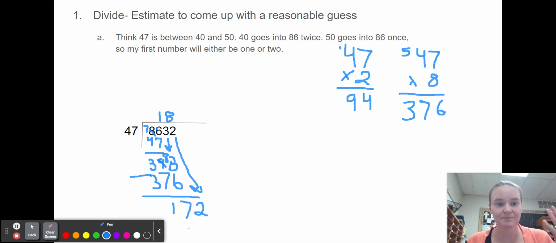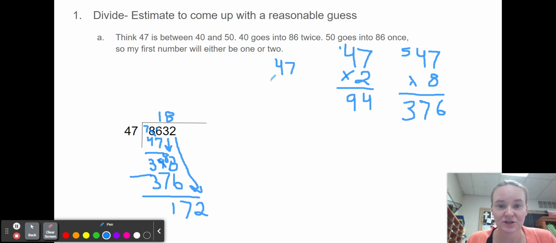Because 4 times 4 is 16. How many times does 5 go into 17? 3. So my answer is either going to be 3 or 4. Those are my only two choices. Okay? So let's try 4.